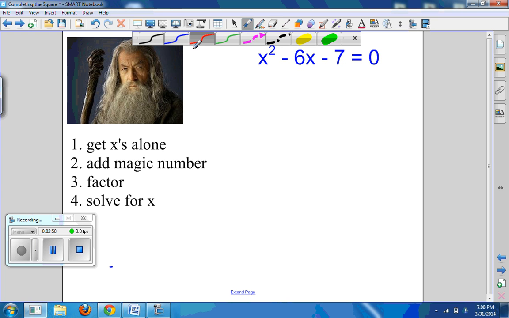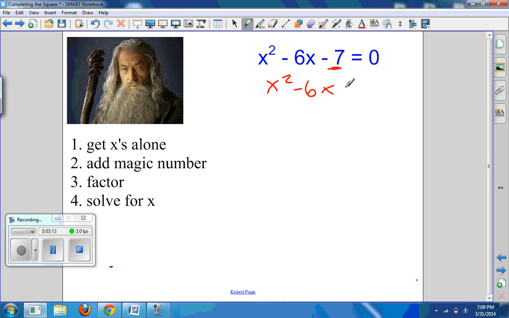So Gandalf says the first thing we have to do is get the x's alone, so we better listen to him. If we want to get the x's alone, we need to move this 7 to the right side. So to do that, we need to add 7 to both sides, right? x squared minus 6x is equal to positive 7. Alright, so far so good. The next thing we need to do, this is where Gandalf comes in. He told me about this magic number. So we need to add a magic number to both sides.